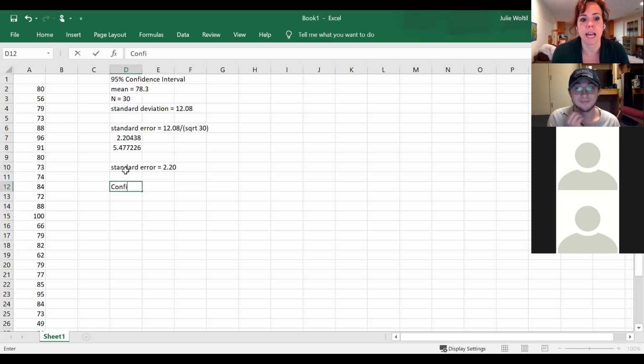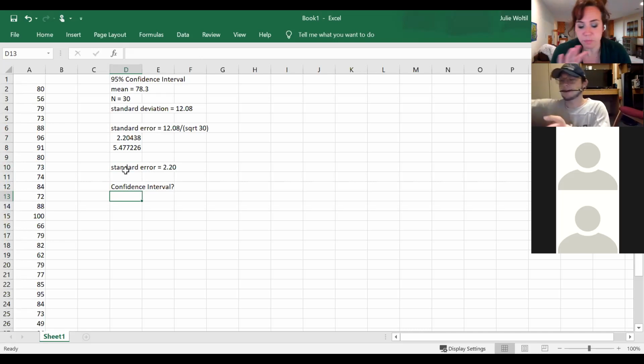Okay, now how do I calculate a confidence interval? I have to take my what? Standard error and, forgot. Hold on, let me look. Let's write it all out. So we're gonna take first our mean, right? Plus or minus what?